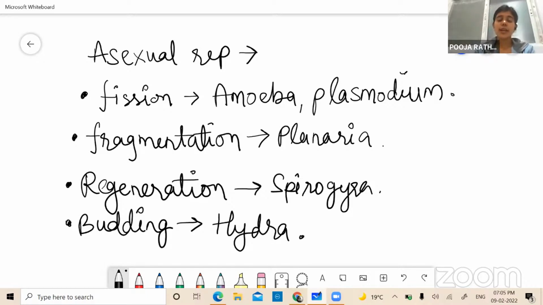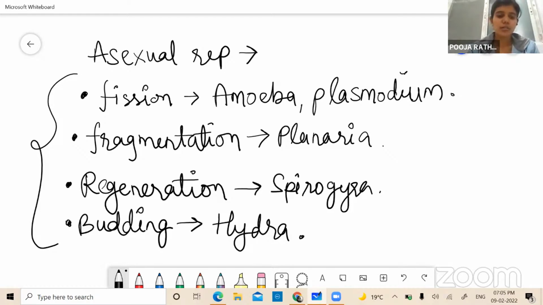I would clarify here that each and everything that you learn should be learned with examples. Actually, examples are very important in the exams. So please do take this as a note that examples are very much required when you explain something. So in all these types of asexual reproduction, these are the particular examples. These are the particular organisms in which these asexual reproduction techniques take place.